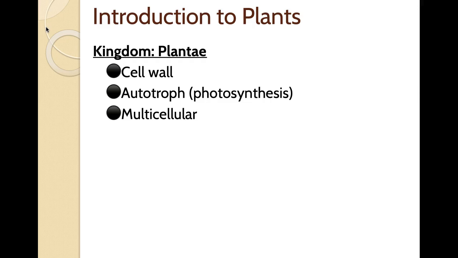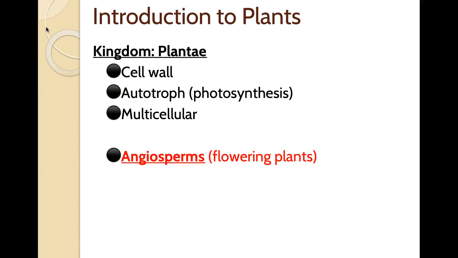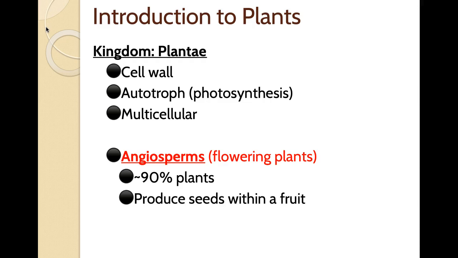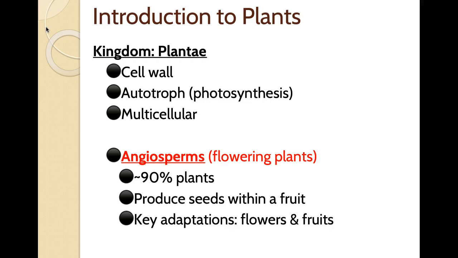Now, there are different categories of plants. For chapter 28, the type of plant that we're focusing on is angiosperms. Angiosperms have the characteristics that I just mentioned, but they are flowering plants. 90% of all plants are angiosperms. And a little bit more about what it means to flower: they produce seeds within a fruit, and they have flowers and fruits.